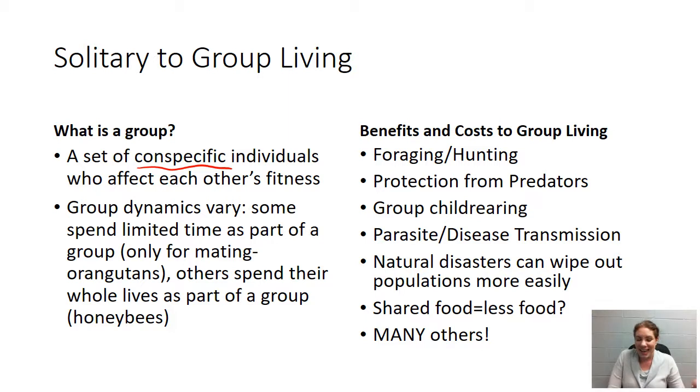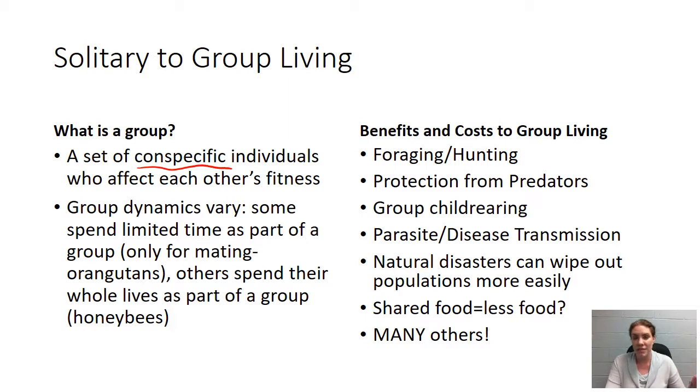Other organisms like ants and honeybees are very social insects, and they spend their whole lives as part of a group. So it's all an integrated, very societal thing. And there's all kinds of different types of organisms with in-between schemas. So what we kind of have to tease apart is what are the benefits and the costs to group living? Because if we're looking at this from an evolutionary perspective, it has to have more benefits, hopefully, than costs, or natural selection should not favor it.